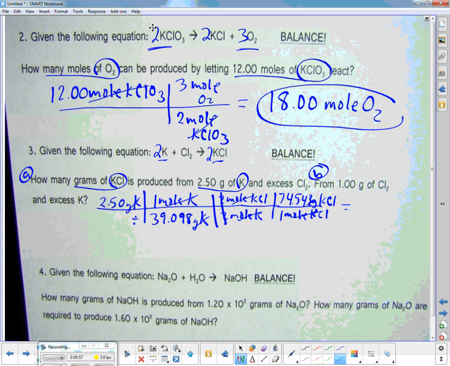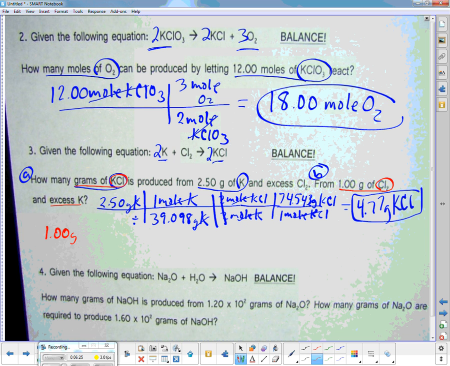4.77. Do I have a second? Yeah, okay. Grams of KCl. And that would be our first answer. Let's look at the second one. The second one says from 1 gram of chlorine and excess K. So it's still asking me how many grams of KCl can be produced. So, but this time I start with 1 gram of Cl. So 1 gram of Cl2.